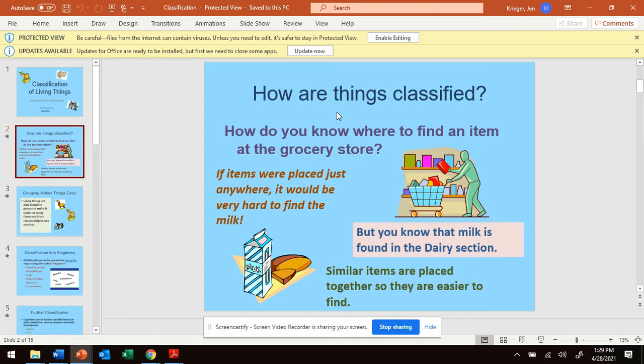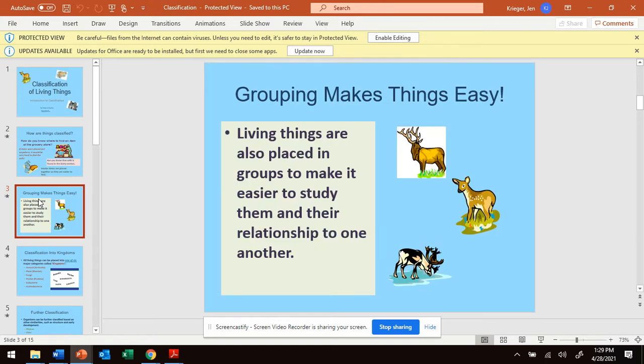Okay. So, that word classify, okay, if we think about how things are classified, think about how do you know where to find an item at the grocery store? If items were placed anywhere, it'd be very hard to find that milk, right? But you know that milk is found in the dairy section. Similar items are placed together so they're easy to find. Overall, grouping makes things easy. Well, living things are also placed in groups to make it easier to study them in their relationship to one another.